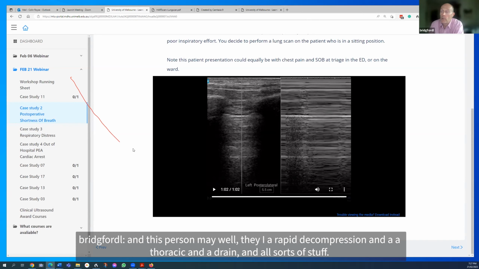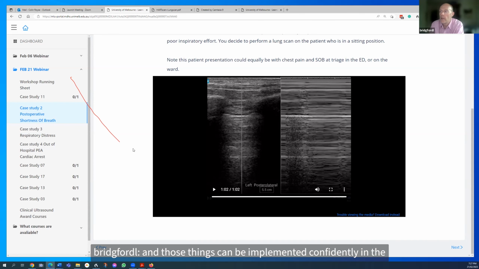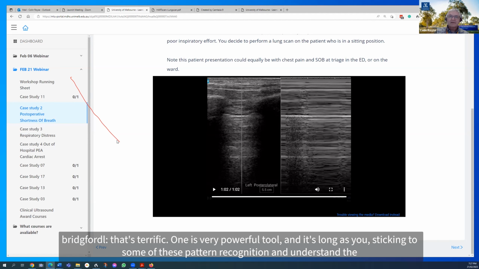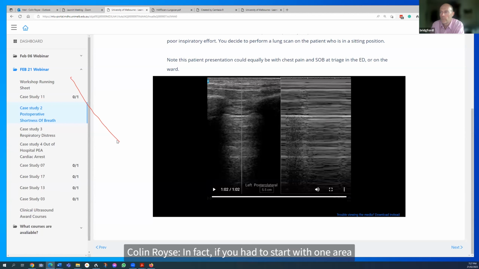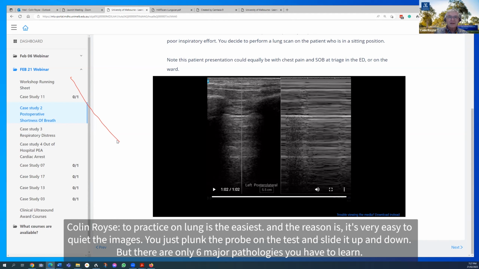And this person may well need a rapid decompression and a thoracocentesis and a drain and all sorts of stuff. And those things can be implemented confidently in the absence of a chest X-ray, even when the clinical exam isn't definitive. That's terrific. Lung's a very powerful tool, as long as you're sticking to some of these pattern recognitions and understand the images, even though they don't look very anatomical. In fact, if you had to start with one area to practice on, lung is the easiest.